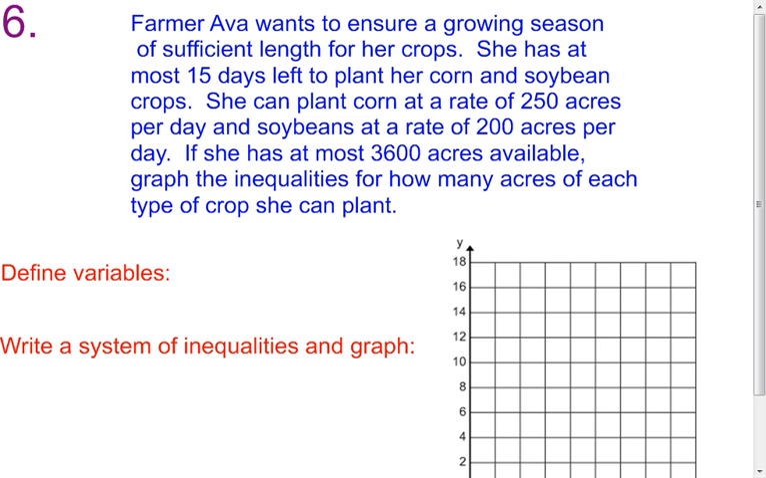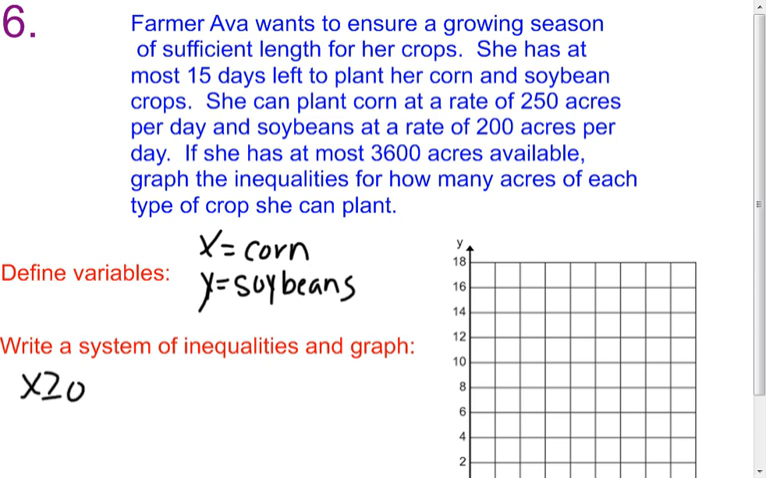And our last one. Farmer Ava wants to ensure a growing season of sufficient length for her crops. She has 15 days left to plant her corn and her soybeans. So I have two things going on. Let's call X corn and let's call Y soybeans. And by the way, she can't have negative corn and she can't have negative soybeans. So I need those two on there.